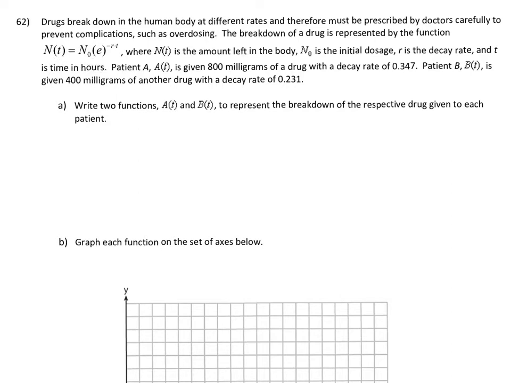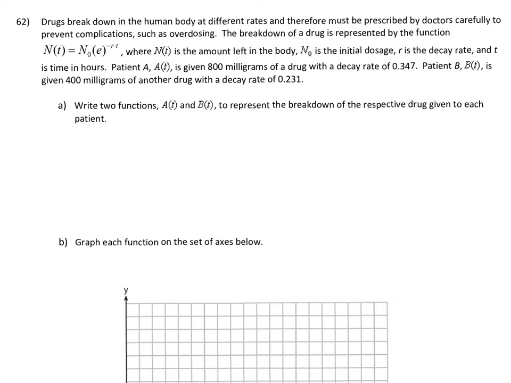And then they explain what everything means. It says that N of T, which is right here, is the amount left in the body, so the amount of drug left in the body. N sub 0 is the initial dosage. So this is the initial. All right, R is the decay rate. So there's R. And notice there's a negative in front of it, probably because it's decaying. And T is the time in hours. So we have a T right here.